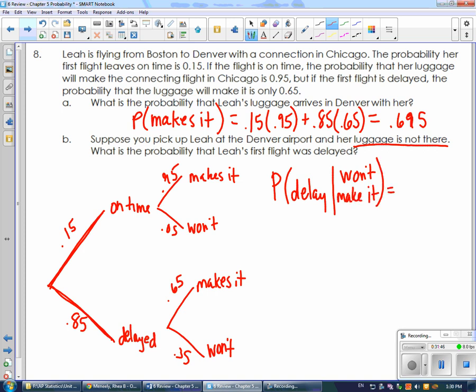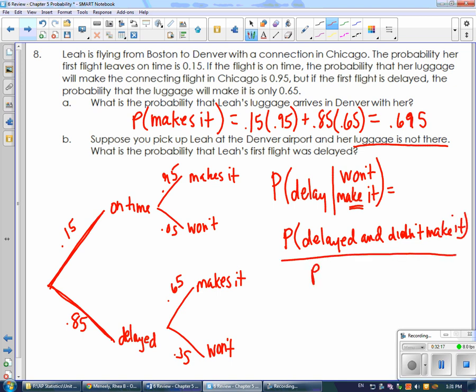Okay, and again, since this is not how our tree is set up, we're not looking at whether or not the luggage makes it first. I can't just look at my tree diagram to answer this question. I also have to rely on my probability rules. And since this is a conditional probability, I have to look at the probability of both, that it's delayed and it didn't make it, over the probability that it didn't make it, or that it won't make it.